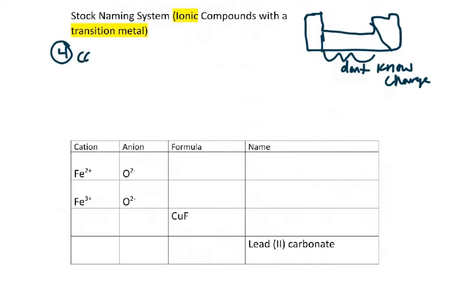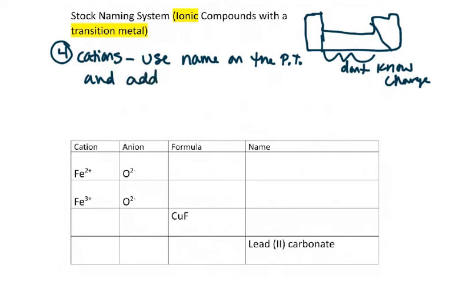These are all cations. So we're going to use the name on the periodic table, and we're going to add a Roman numeral to tell the charge.